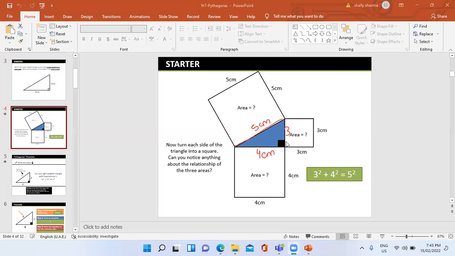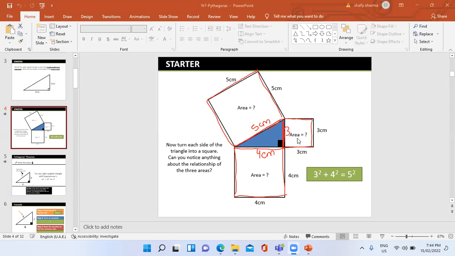As this is 3 centimeter side, I will form a square with 3 centimeter side here. Then one side is 4 centimeter. So I will form a square with 4 centimeter. And then on the third side, which is 5 centimeter, which we calculated, you have to form one square on it as well.